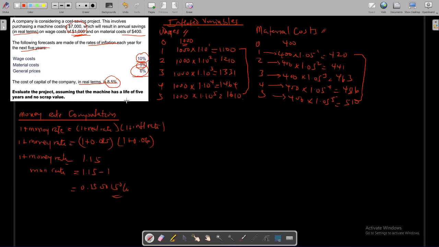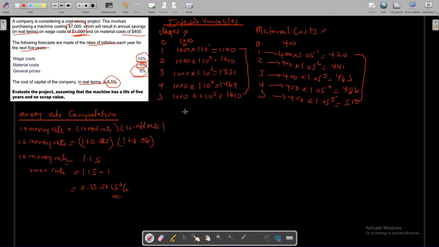The question is, evaluate the project assuming that the machine has a life of 5 years and no scrap value. So is this project worthwhile? What the question is saying is that if we take into consideration this project with the inflation rate and we evaluate, is this project acceptable?